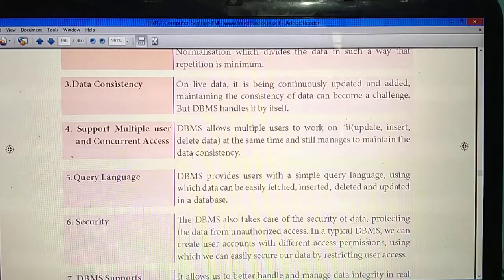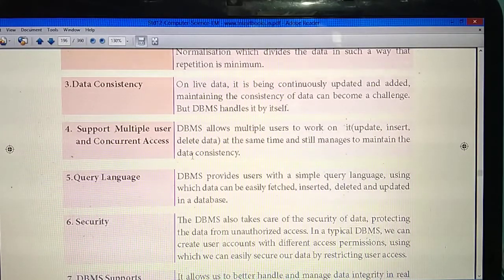Live data means in a year you need to enter or update the marks based on the examination. If 2 examinations are there, you need to enter marks 2 times. If 3 exams, 3 times. If 4, then 4 times. So first time you enter the marks, then second time, third time, fourth time. So 4 times you need to update the details.